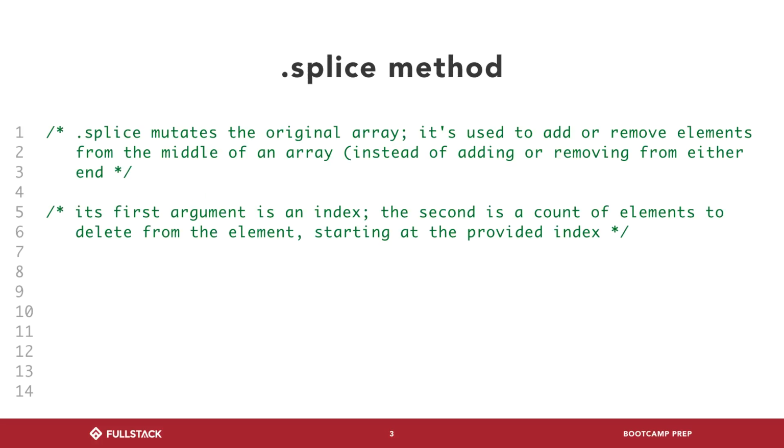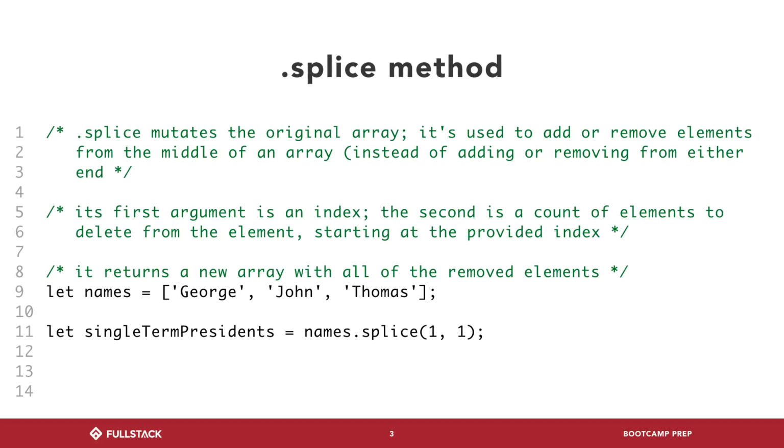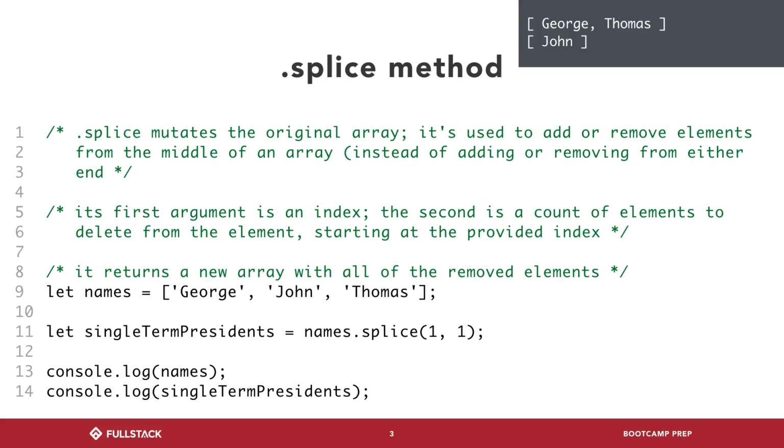Okay, so one method that we talked about yesterday was slice, which basically lets you go into the middle of an array and extract, or copy, a part of it. We've also learned push, pop, shift, and unshift, and those basically dealt with adding or removing things from the beginning or the end of the array.